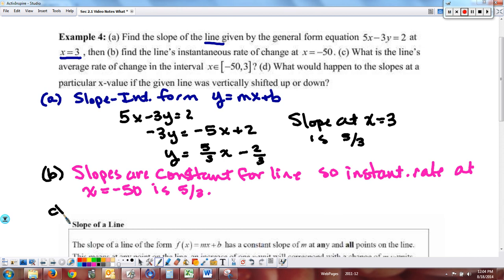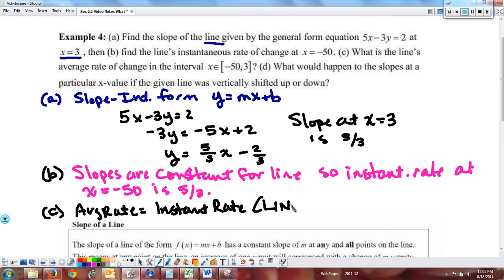For part C, it's asking what would be the line's average rate of change. Well, because this is a line, your average rate equals your instantaneous rate. And again, that's only true of lines. I am emphasizing this because we're going to leave lines behind fairly quickly. And since the average rate equals the instantaneous rate, the answer is again 5/3.